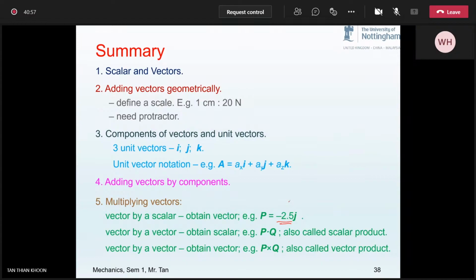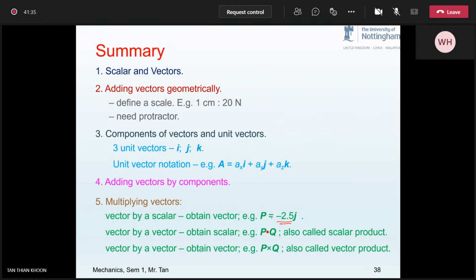The second way is for us to multiply a vector with a vector, which is the scalar product, which is the dot. So when the question puts a dot, then we know exactly how to multiply them. It means that is a scalar product. Our answer should be a number only, just a number. That's why it's called scalar product.